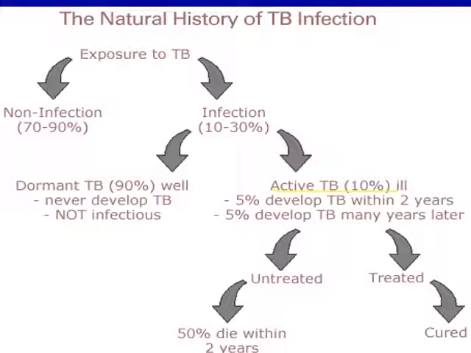So if the patients are exposed to TB, 70 to 90% don't develop infection; they have good immunity. Only 10 to 30% develop infection. From this 10 to 30%, 90% of them have dormant TB or latent TB, which is non-infectious, and only the tuberculin test is positive in them. There is no symptom. But 10% of those develop active TB, 5% after 2 years, or 5% after 7 years. If not treated, 50% will die within 2 years.